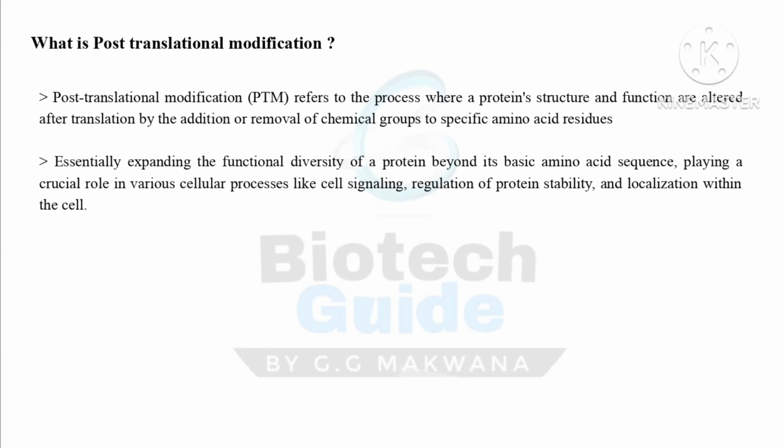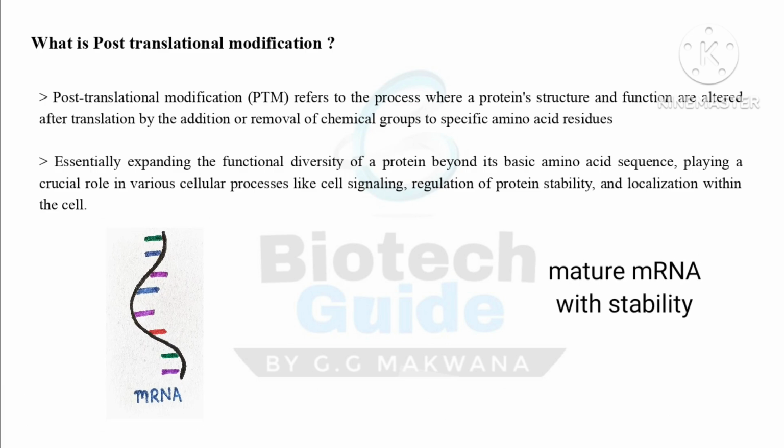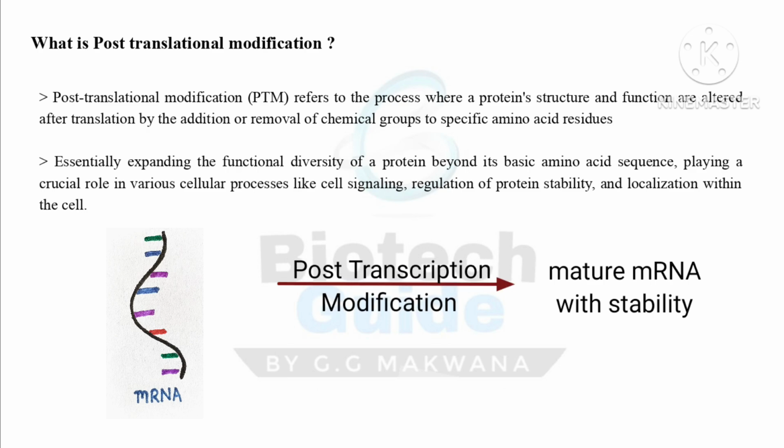Let us start first with the introduction. What is post-translation modification? As we discussed in our previous video on post-transcription modification, RNA needs to be modified or stabilized via processes known as post-transcription modification, where a polyadenylated tail is attached, the capping process is also there, and RNA splicing takes place. So these are some steps which are required in post-transcription modification.